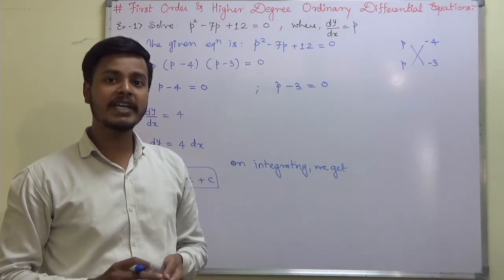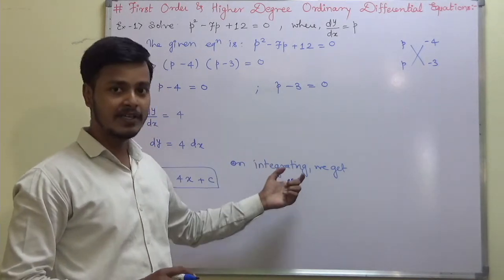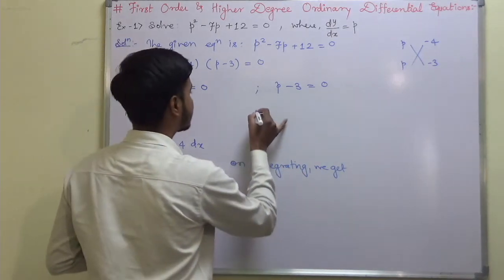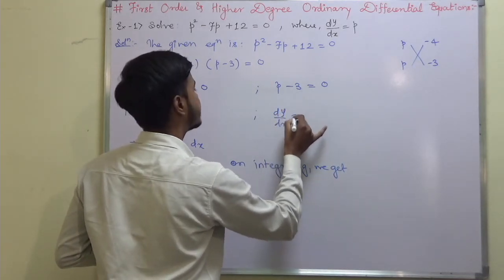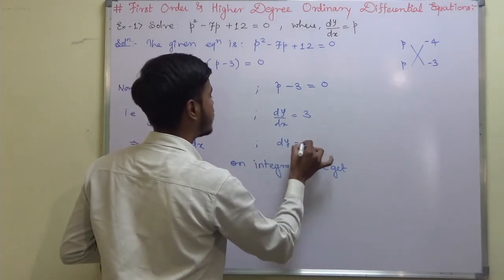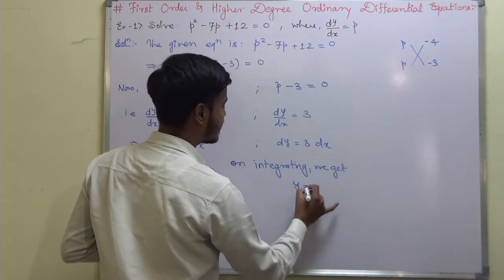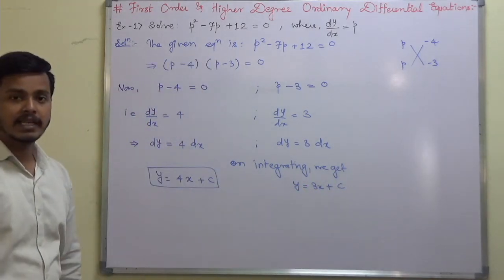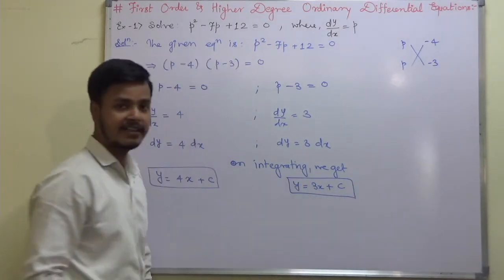So I hope you might have done this problem, the half part of this. So let us cross check your answer. I am solving here. So p minus 3 equal to 0 means dy by dx is equal to 3. So this is dy is equal to 3 dx. So on integrating we get y is equal to 3x plus c. Is it? Now you might have got this only, right?